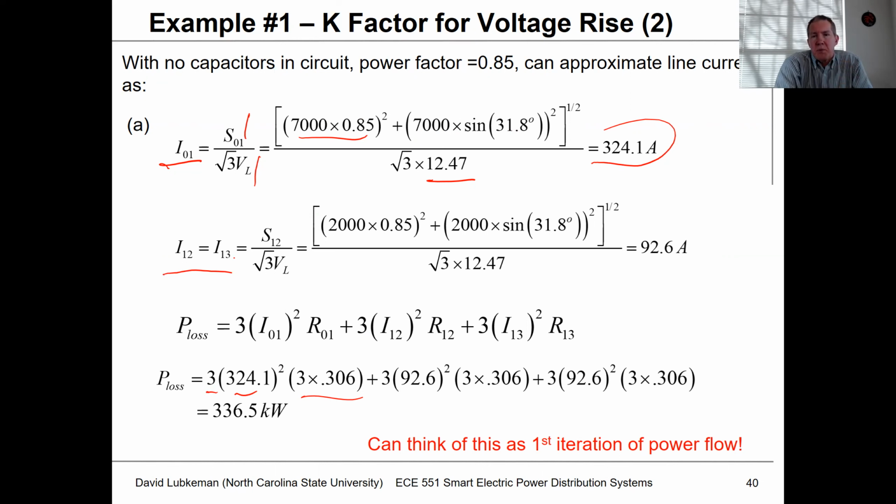The other 2 line segments have less current, and so they both simply have 2,000 kVA each at power factor 0.85. And what we're doing in this case is just simply doing the same calculation. We get the current, and then based on the current, we can calculate the loss, and we get a net loss in this case at this loading condition of 336 kilowatts. So again, you can think about this as being the calculations you would make in the first iteration of the power flow using nominal voltage as a starting point.